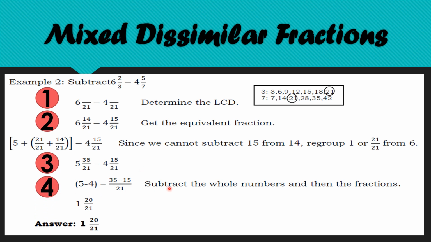Step 4. Subtract the whole numbers and then the fractions. 5 minus 4 is equal to 1. 35 minus 15 is equal to 20. Copy the denominator, 21. The final answer is 1 and 20 over 21.